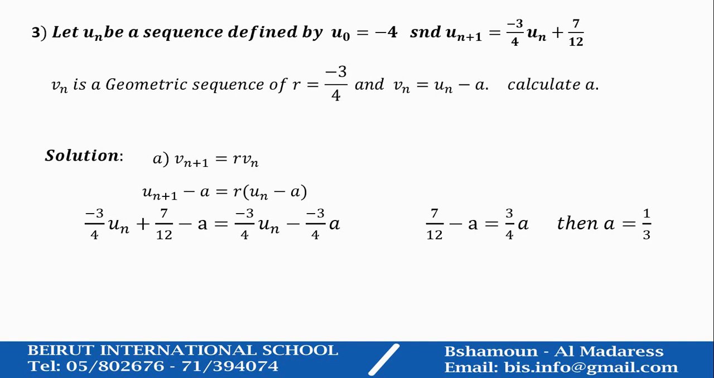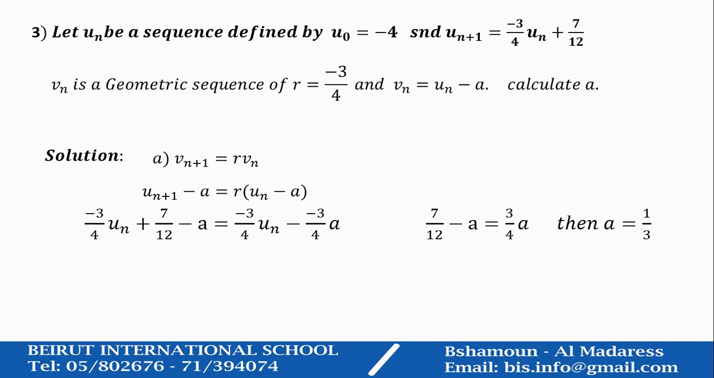Example number 3. There is a sequence U0 equals minus 4 and Un plus 1 equals minus 3 over 4 Un plus 7 over 12. Vn is a geometric sequence with a common ratio of minus 3 over 4, and Vn is Un minus a. Calculate a. The solution is, you know that Vn equals Un minus a, as given.